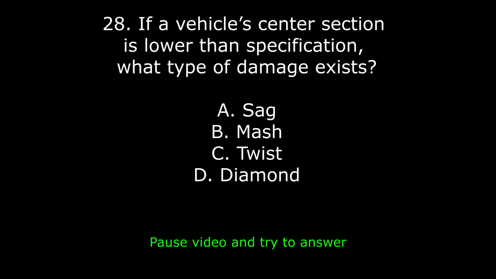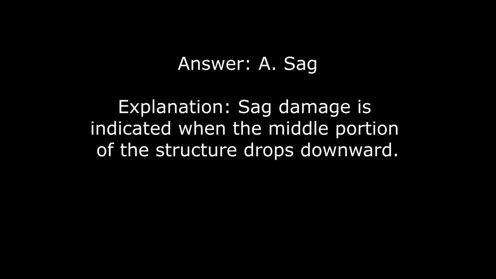28. If a vehicle's center section is lower than specification, what type of damage exists? A. Sag. B. Mash. C. Twist. D. Diamond. Answer A. Sag. Explanation: sag damage is indicated when the middle portion of the structure drops downward.